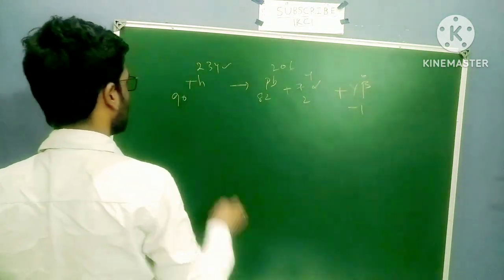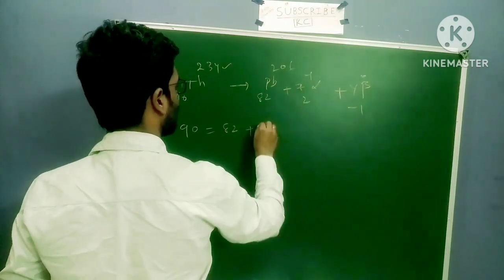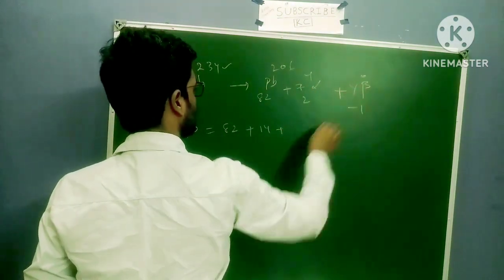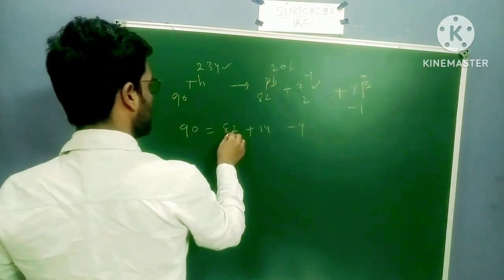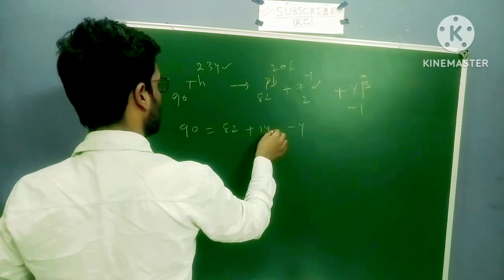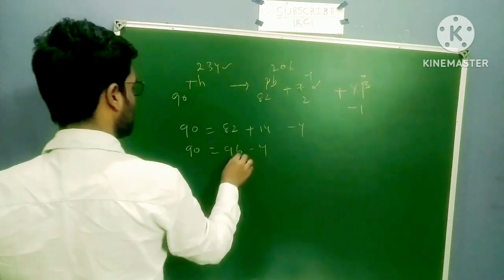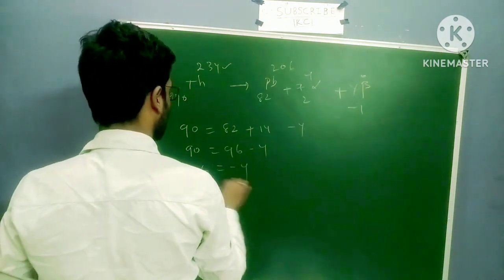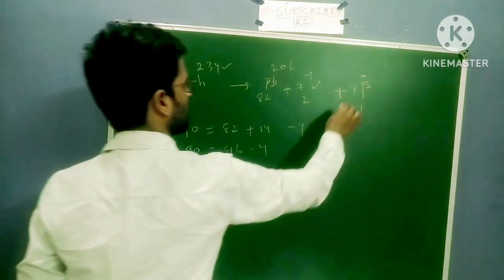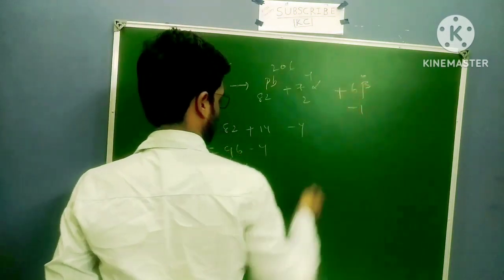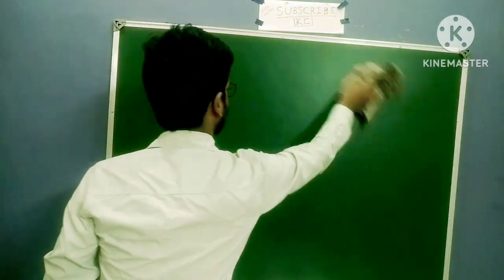Now for the atomic number: 90 equals 82 plus 2x minus y, that is 82 plus 14 minus y. 82 plus 14 is 96, so 90 equals 96 minus y. 90 minus 96 is minus 6, equals minus y. The minus signs cancel, so y equals 6. So 6 beta particles. This is the second method, and this is the answer. The total alpha and beta particles are 13.